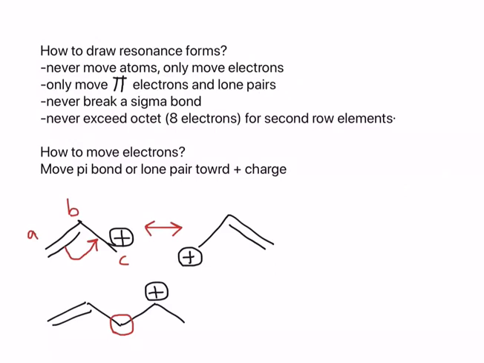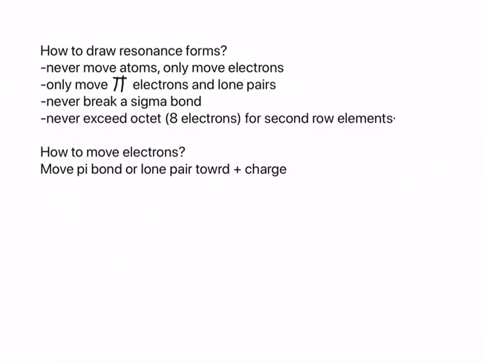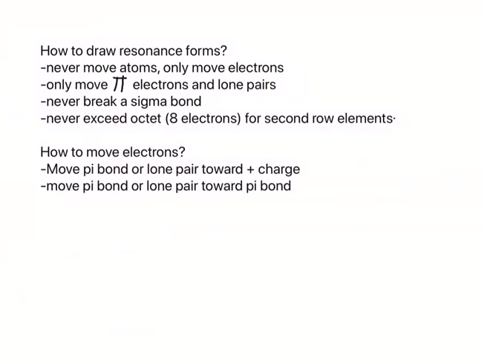Now, if I have this carbocation, can I move this pi bond toward the positive charge? No. Why? Because there is an sp3 carbon in between. So the positive charge and pi bond, or positive charge and lone pair, should be on adjacent carbons. You cannot have an sp3 carbon in between. That doesn't work.